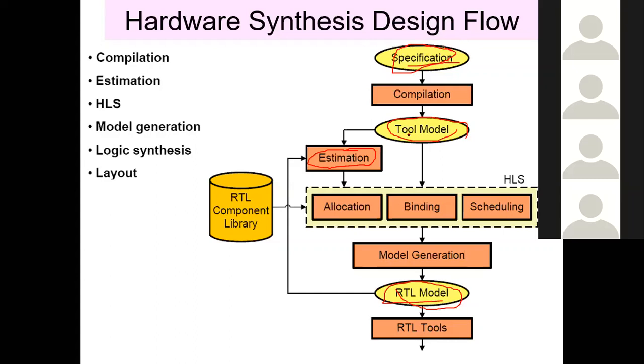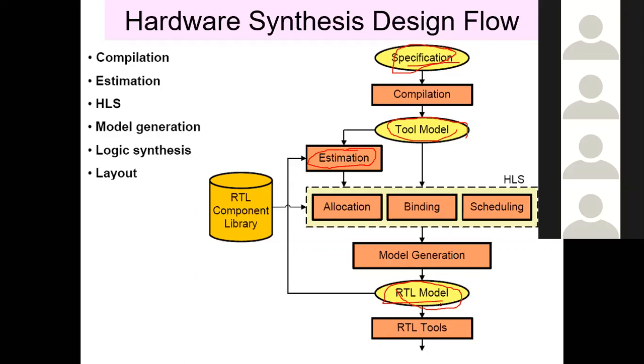Using these design tools, we can do some estimations. We estimate the different design parameters for our particular block. Then we have to do the HLS. HLS has three steps: allocation, binding, and scheduling. Then comes the model generation, and we get the corresponding RTL model. These RTL models can be used as input to different RTL tools, which are used for generation of the final hardware.